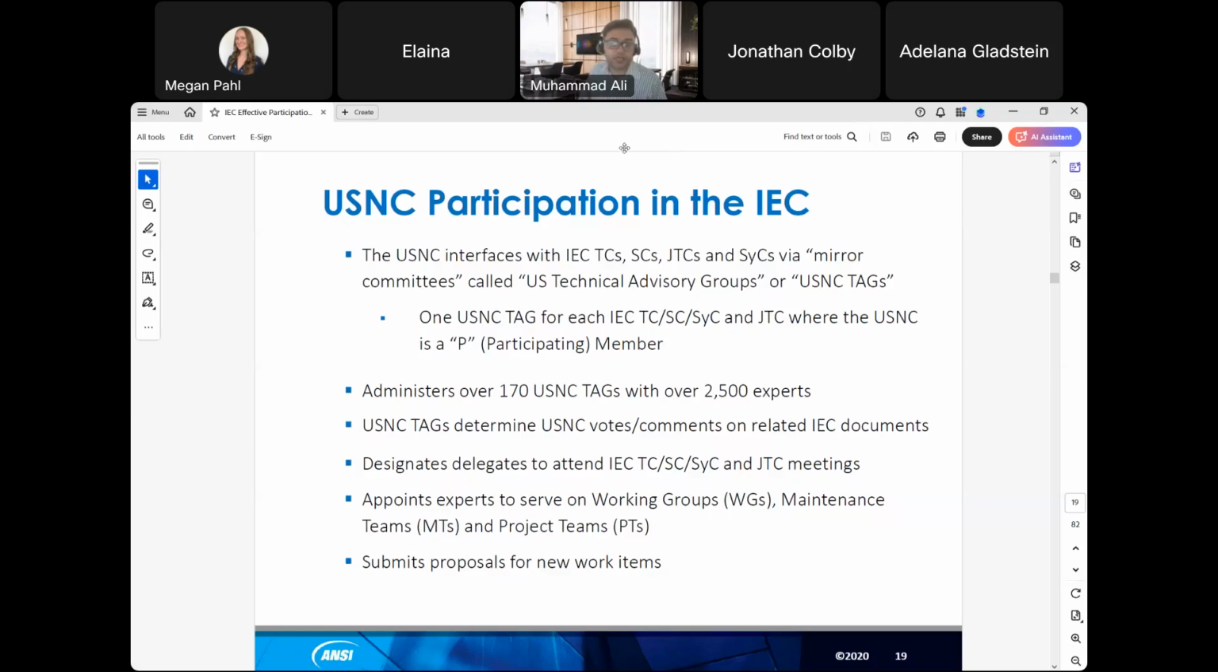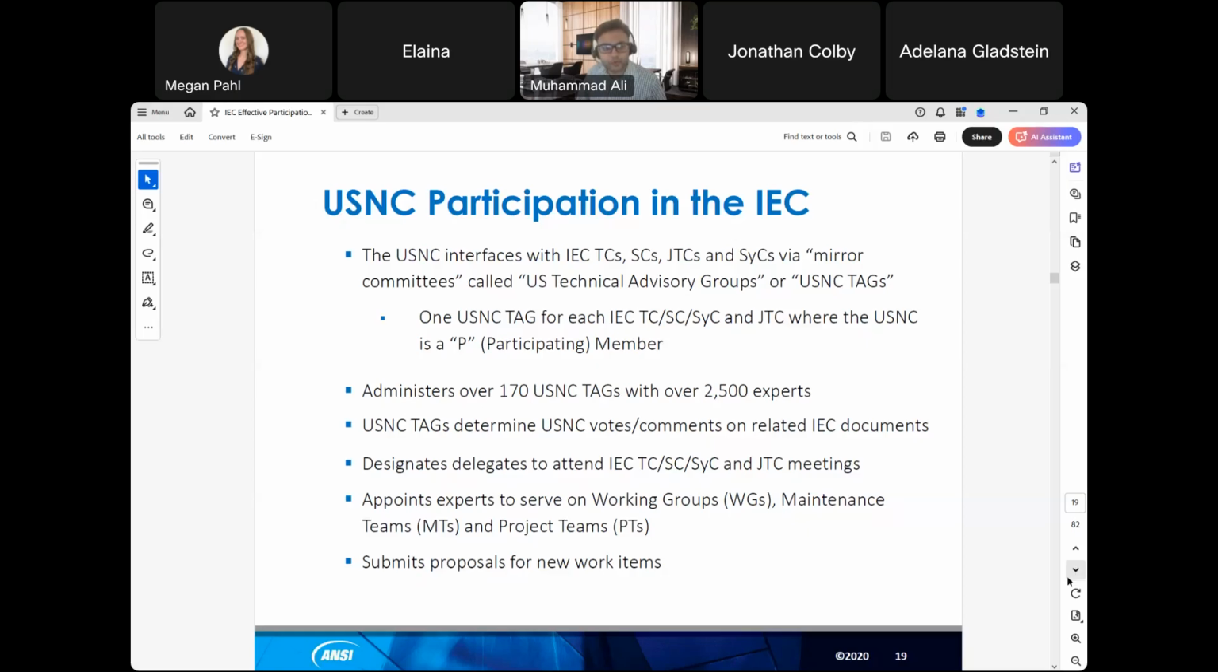So USNC overall administers over 170 USNC TAGs with over 2,500 experts. USNC TAGs are the ones that determine the US positions on the IEC documents for votes and comments. It designates delegates to attend the meetings for its IEC technical committees, subcommittees, systems committees, JTCs. USNC is the one that officially appoints experts to serve on different working groups, maintenance teams, and project teams, and also is responsible for submitting proposals for any new work items.